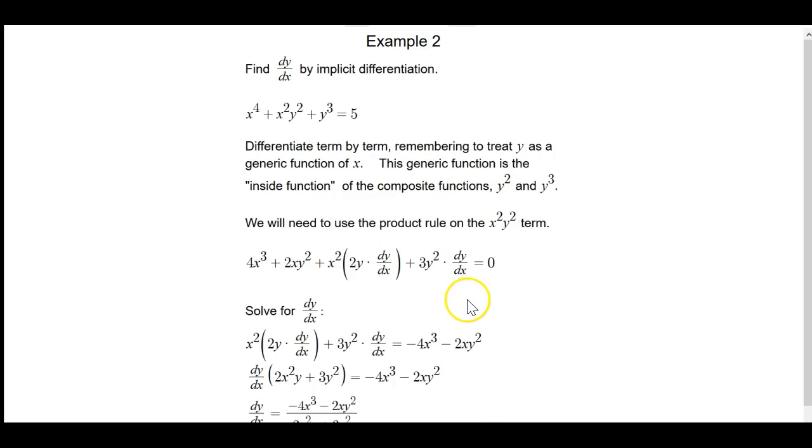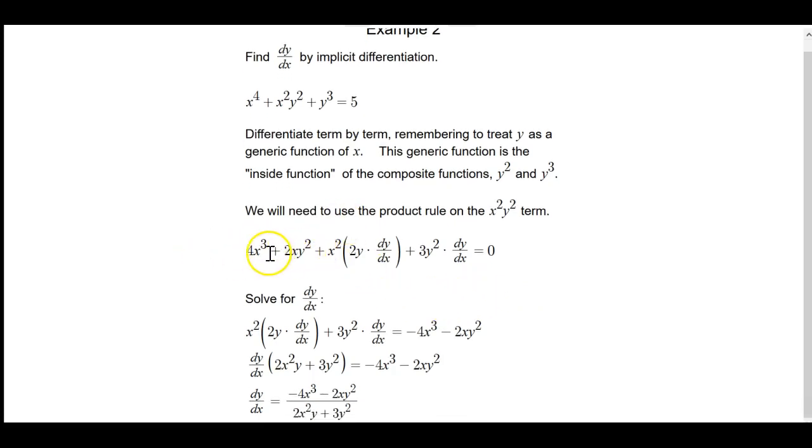So now to solve for dy dx, I'll bring every term that does not have a dy dx factor in it over to the right. I'll factor out dy dx from the remaining terms on the left, and this is my expression for the derivative.